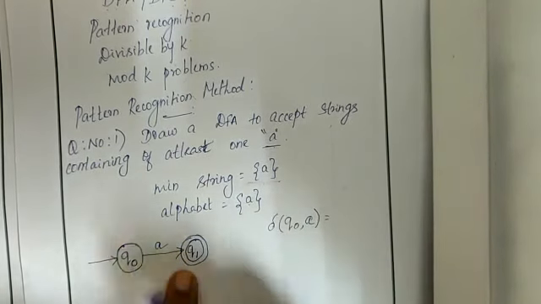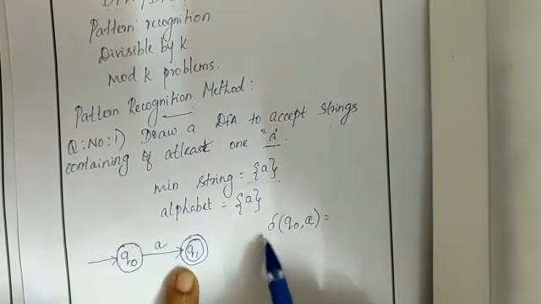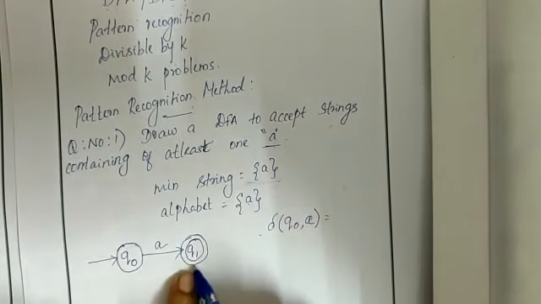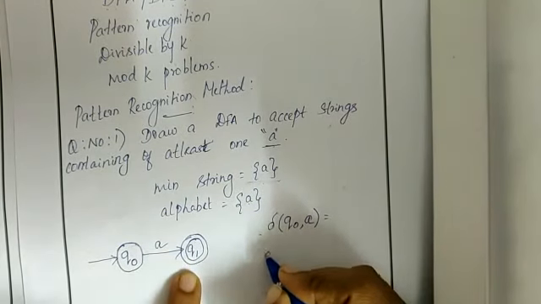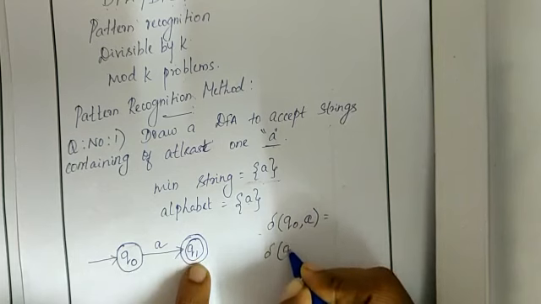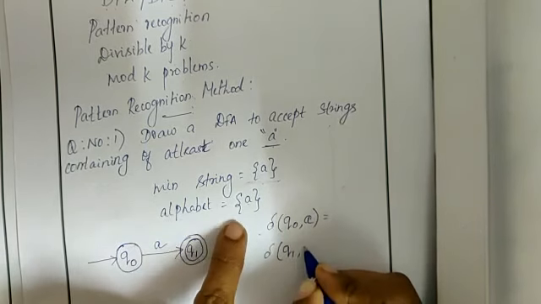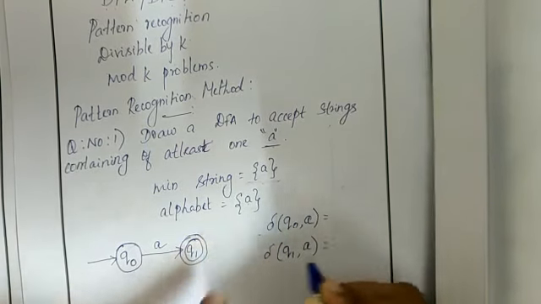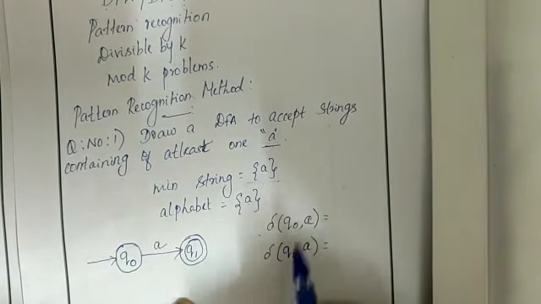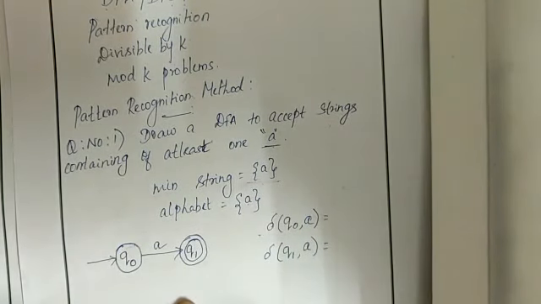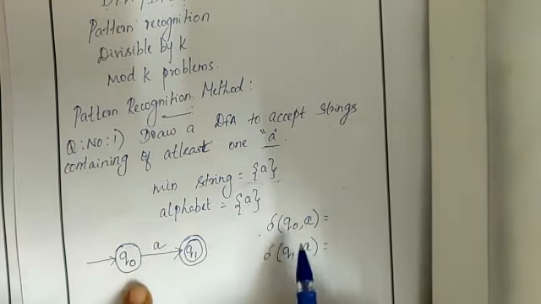Right. For the first state, I have written the transition. Now write the transition for the second state. The second state name is Q1. What is my alphabet? A. Now I have to find out these two transitions. How do I find out these two transitions?